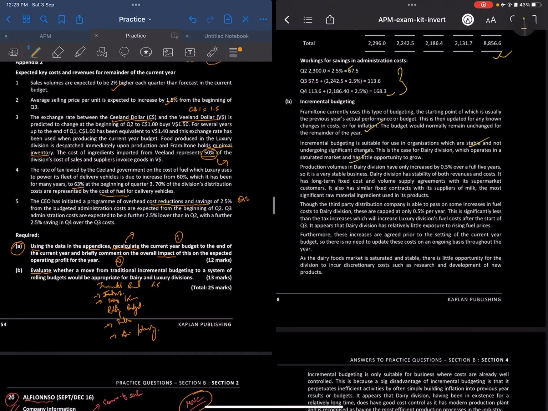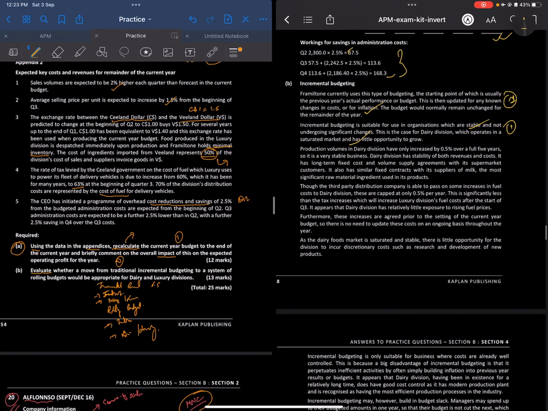So dairy operates in a saturated market with little opportunity to grow, right? Remember I told you to put that thing right in the answer planning technique. So if you had done that, you would have earned this mark, right? Boom, 1 mark right over there. And if you've just talked about incremental budgeting, that would definitely give you a little bit of marks as well. And production volumes in dairy division have increased by 0.5%, which is very stable. And both the revenues and costs and long-term agreements have been fixed volume contracts, everything. That will give you another 1 mark, right?